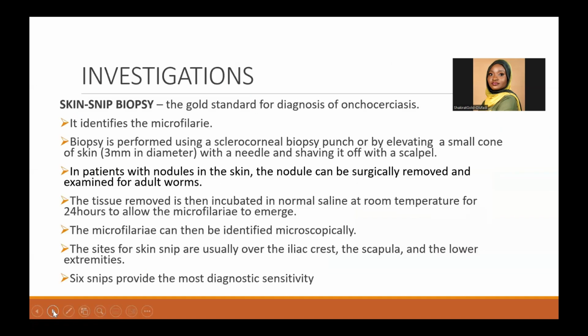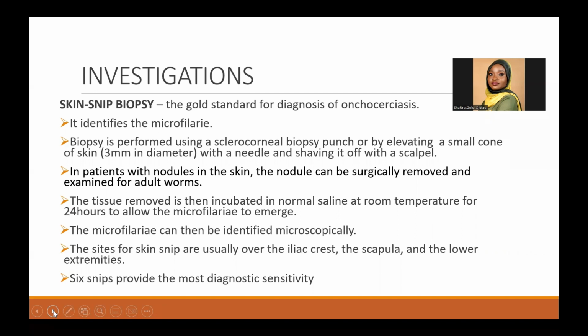So for investigations, the gold standard is a skin snip, not skin biopsy, skin snip. So we snip just the surface of the skin. You can raise the skin up and snip a little bit of it, then place that tissue in some normal saline for about 24 hours to allow the microfilariae to emerge. And then the microfilariae can be identified microscopically. So that's usually the gold standard for diagnosis.